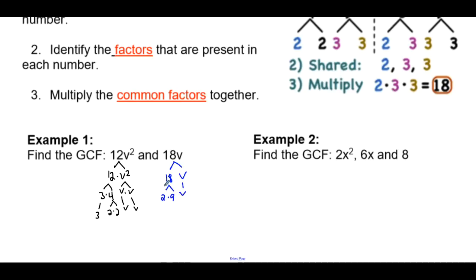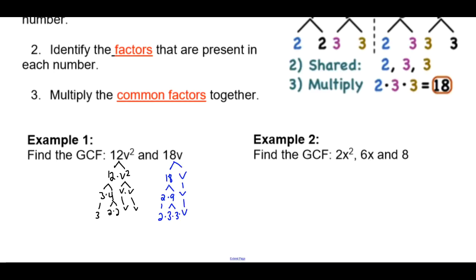I'm going to bring my v down with me, and I'm going to keep going because 9 is 3 times 3. So the prime factorization of 18 is 2 times 3 times 3 times v, because 2 times 3 is 6, times 3 is 18, and 18 times v is 18v.